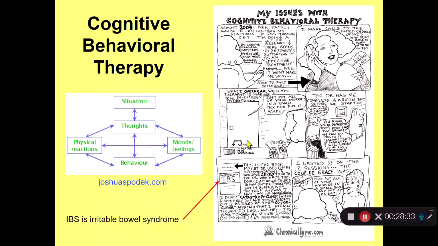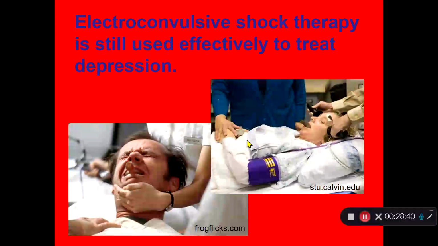So drugs don't always work. Therapy doesn't always work. What's left? Well, depressed individuals who are resistant to drugs, resistant to therapy, resistant to the combination of drugs and therapy, which can work well together, will often resort to electroconvulsive shock therapy.